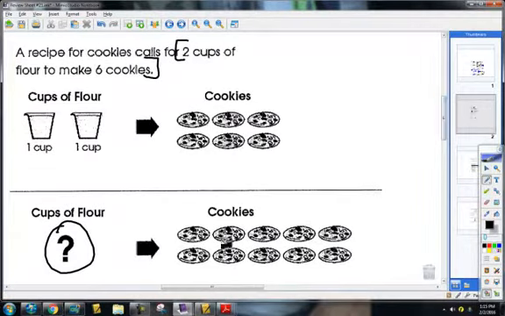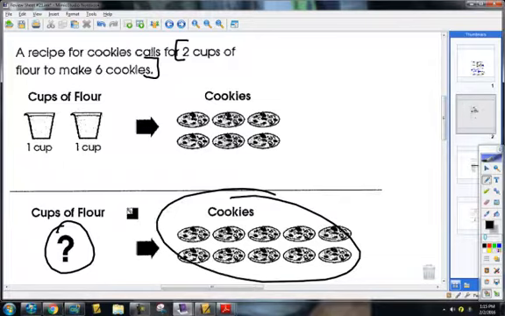This is your fake ratio. This is your real information right there. We're trying to figure that out. So that would be a variable. Okay.